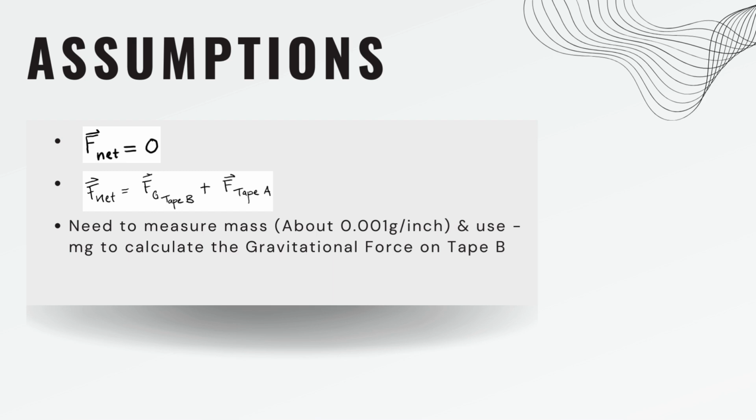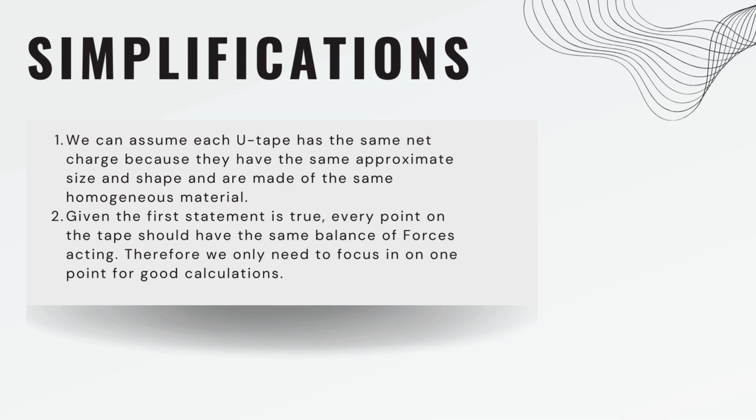I found that the mass was about 0.008 grams using the ratio of 0.001 grams per inch of clear tape. I also assumed that each clear tape had the same net charge because they had the same approximate shape and size and were the same material. And given that is true, every point on the tape should have the same balance of forces acting, therefore we only really need to focus on one point for good calculations.